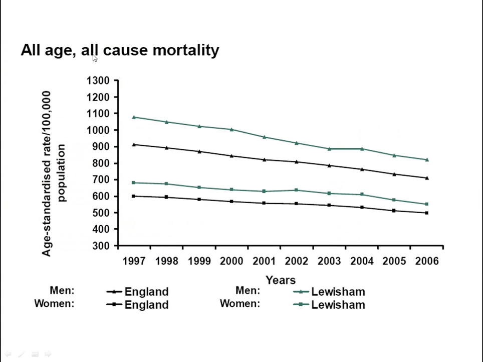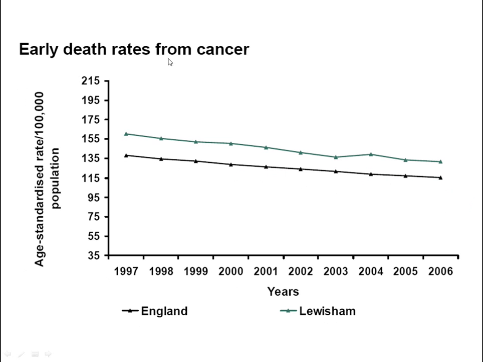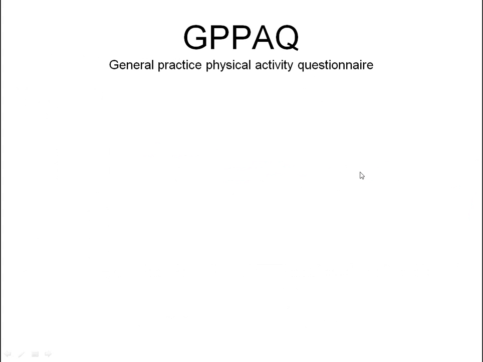So looking at all-age, all-cause mortality over the last decade, or for this decade in particular, if we look at men in England and men in Lewisham here in triangles, Lewisham has a higher rate of mortality per 100,000 population, and likewise for women there is also a higher mortality rate overall. In terms of early deaths from heart disease and stroke, again Lewisham has a consistently higher rate of mortality, likewise deaths from cancer.